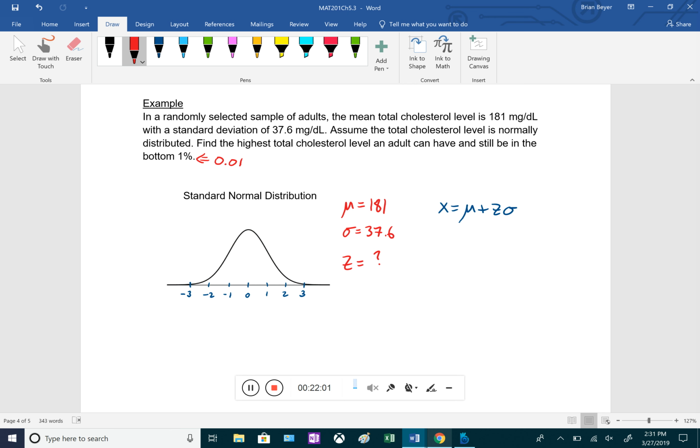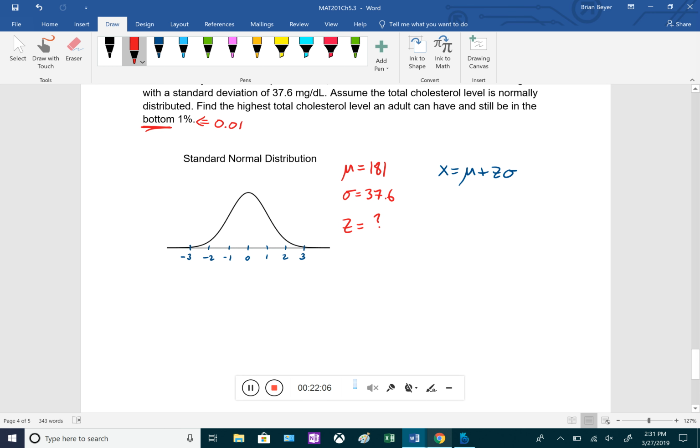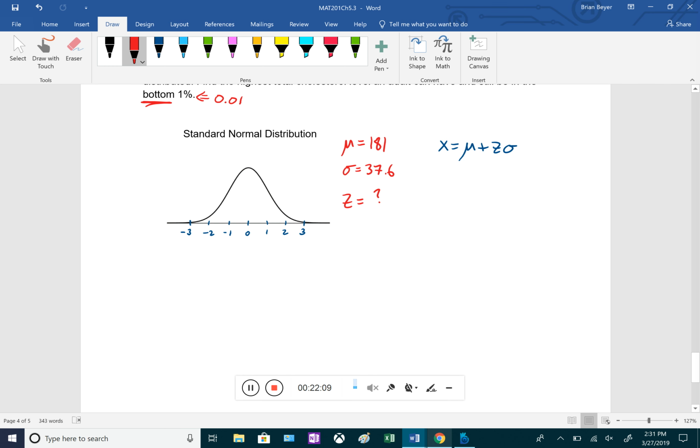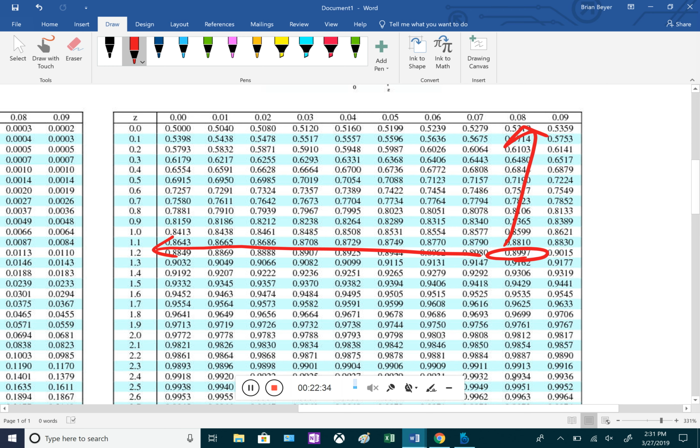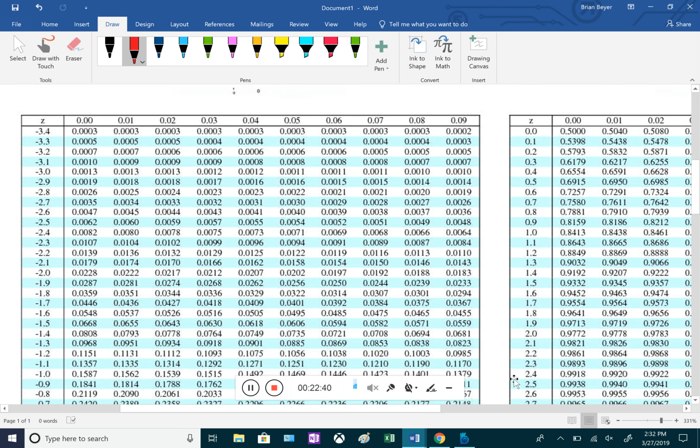So the bottom 1%, what that means is it's an area to the left. Everything less than that z-score is going to be 1%. So we're looking for the z-score, maybe right over here. The area to the left is going to be 0.01. So that's what we are looking for in the table, because it is already an area to the left, so we don't need to adjust it. So we're going to go to the table and look for 0.01. It's going to be over here because it's small, it's less than 0.5.